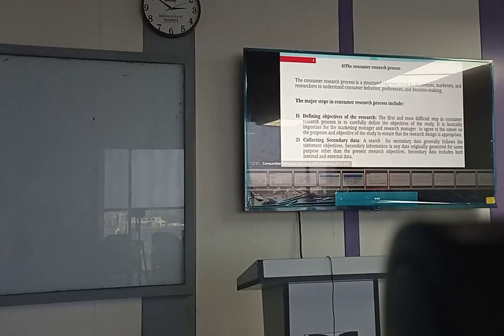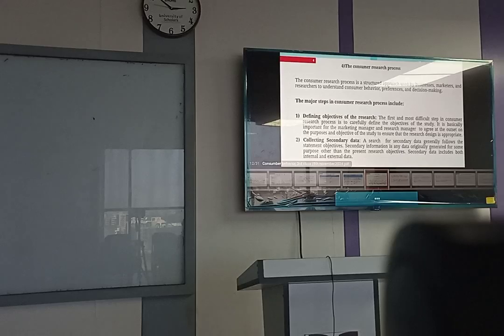Then, collecting secondary data. A search for secondary data generally follows the statement of objective. Secondary data is data which was collected before and will now be used for the present purpose. Previously, someone did a research on that, for example, how many people use shampoo for their hair. Secondary information is any data originally generated for some other purpose other than the present research objective.